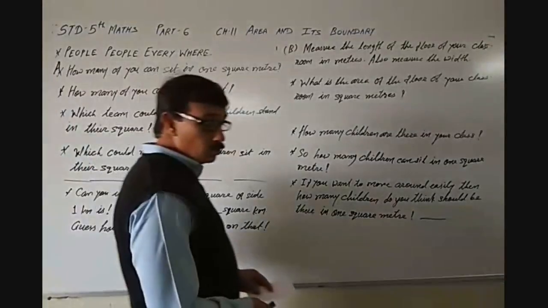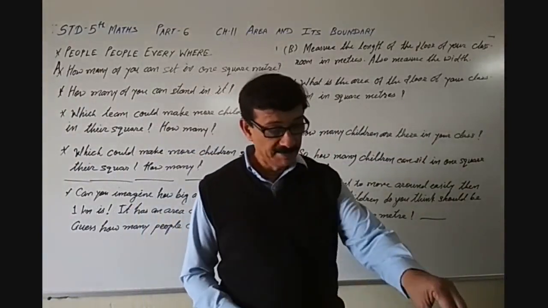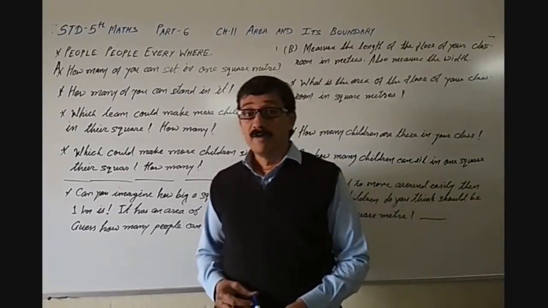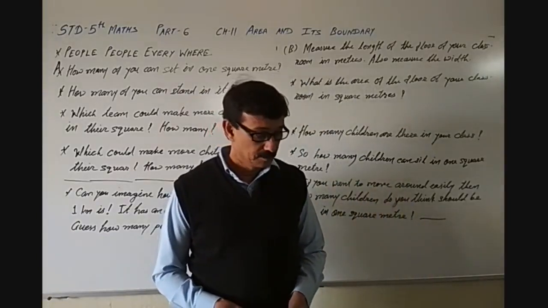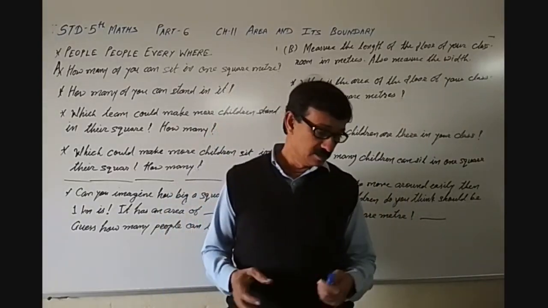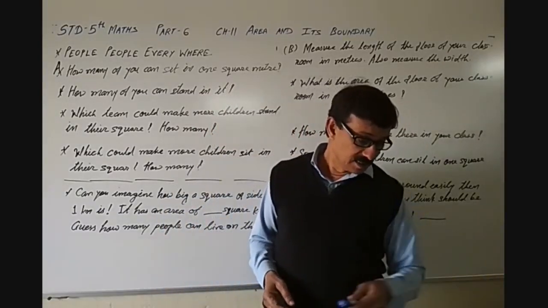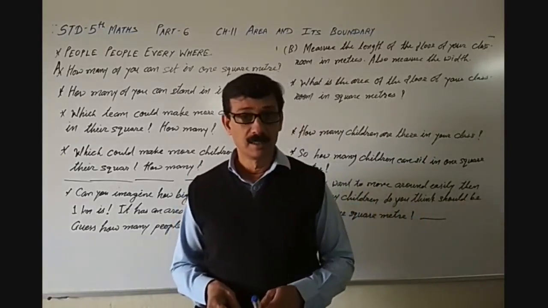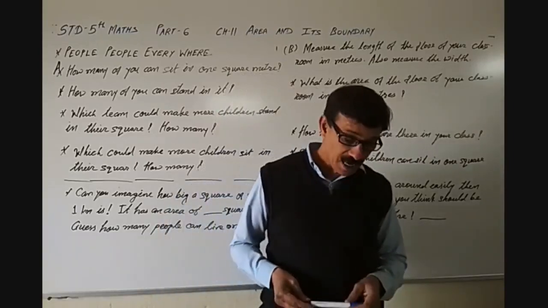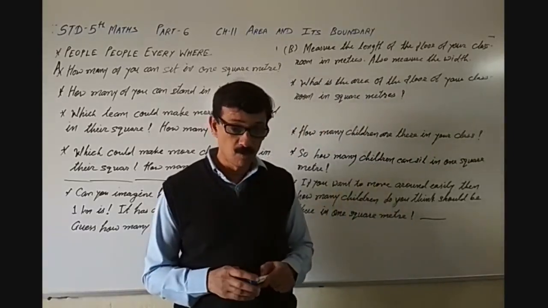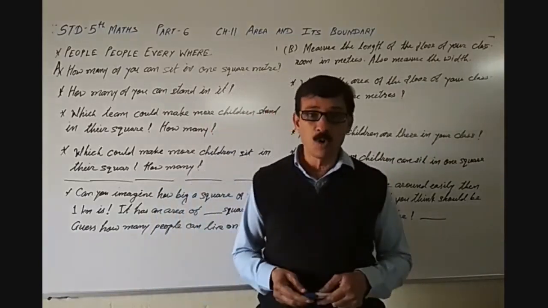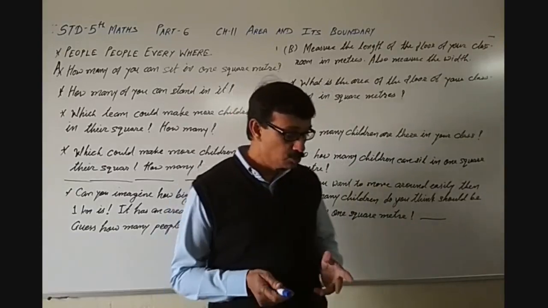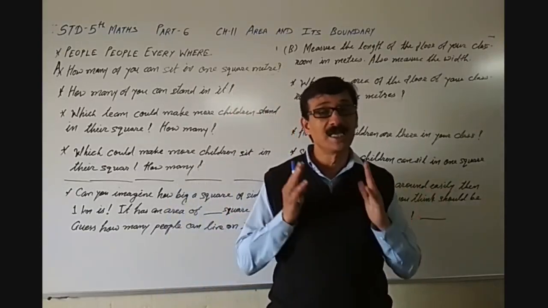Welcome students to the sixth part of the 11th chapter, Area and Its Boundary, of standard 5th mathematics. In the last part we discussed some practices, but in this part we are going to discuss a puzzle. There is a puzzle on page number 150 in your textbook, and to solve that, let's go for that. Before that, let me tell you, keep a sharpened pencil with you. Keep your textbook open so that you can understand very well.